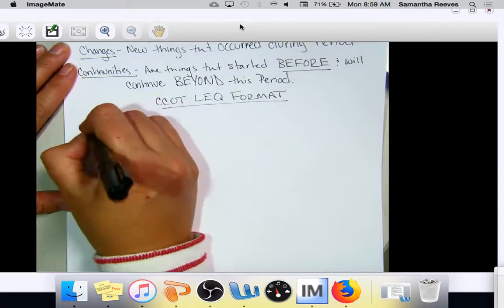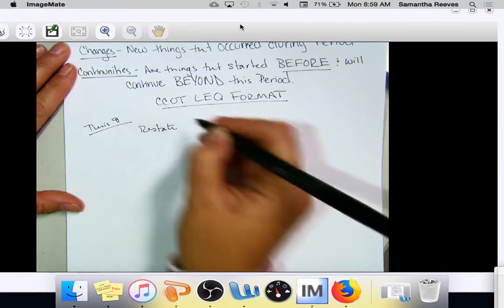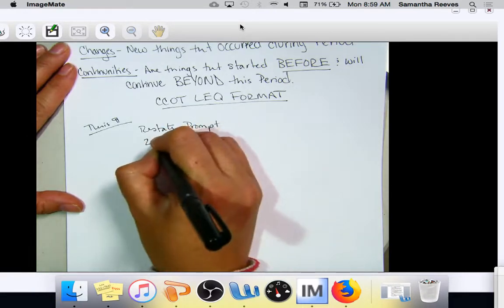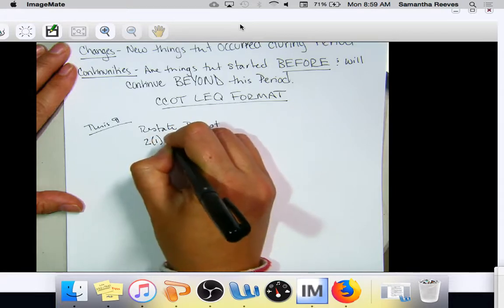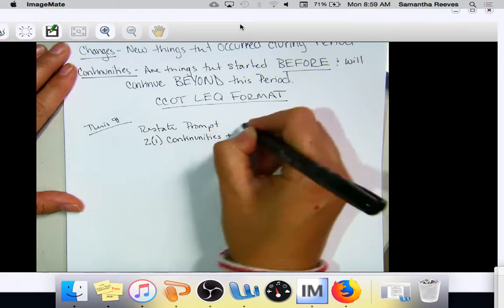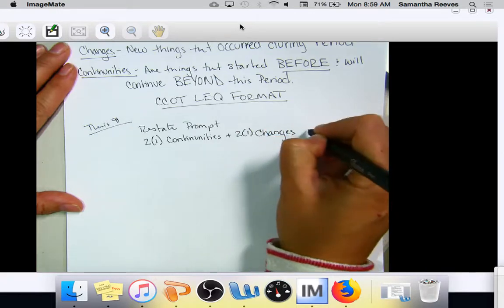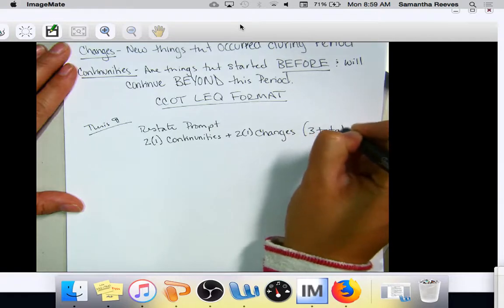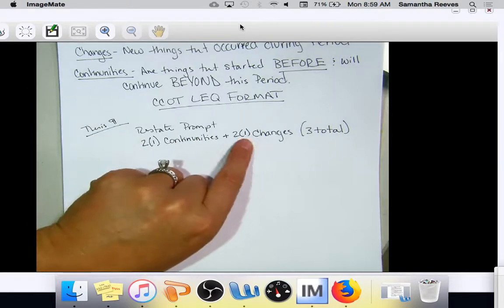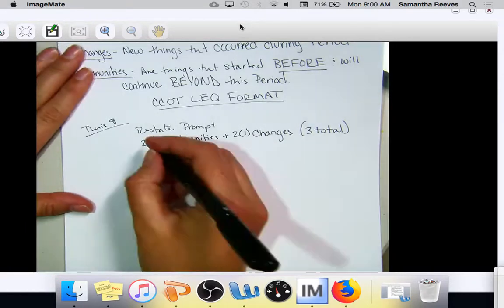So, your thesis paragraph. You obviously restate the prompt. You have your two or one continuities, and two or one changes. Now, ladies and gentlemen, how many do you need to have total? Three. But you need to have at least one continuity or two continuities or at least two changes or one change. We understand that. You have a grand total of three of them. And then, of course, you have your contextualization.